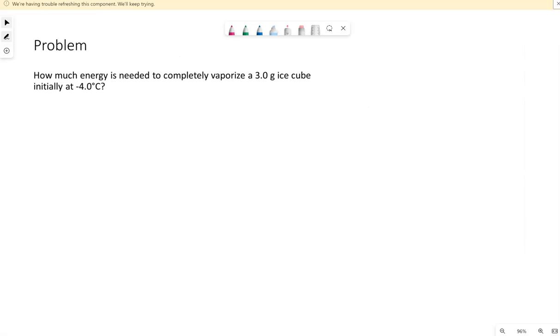Oops, that's the wrong program. So I'm just going to write all these values down.